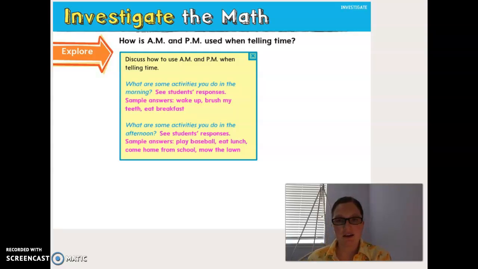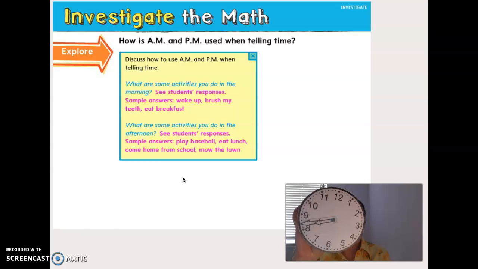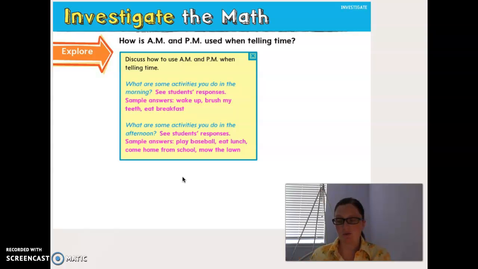Our last lesson is going to be talking about AM and PM. So we use AM and PM to discuss morning and evening time because on a clock we have 12 numbers, but each number is used twice during the day. So there's 12 AM and there's 12 PM. So we need to know the difference between those when we're doing different activities.